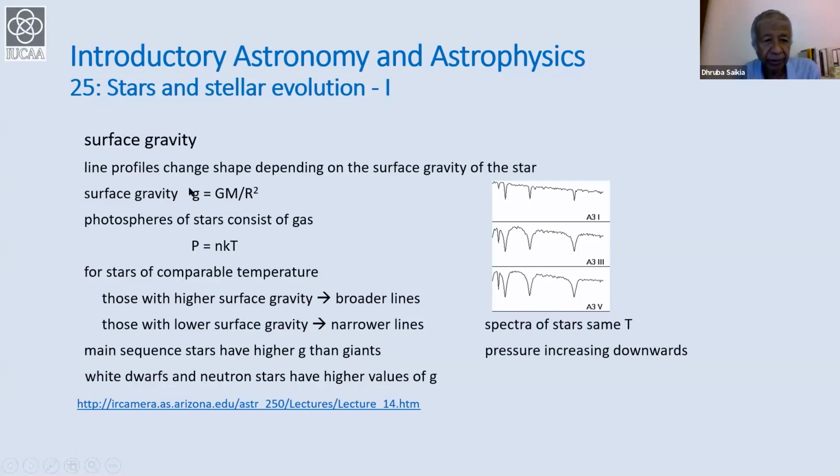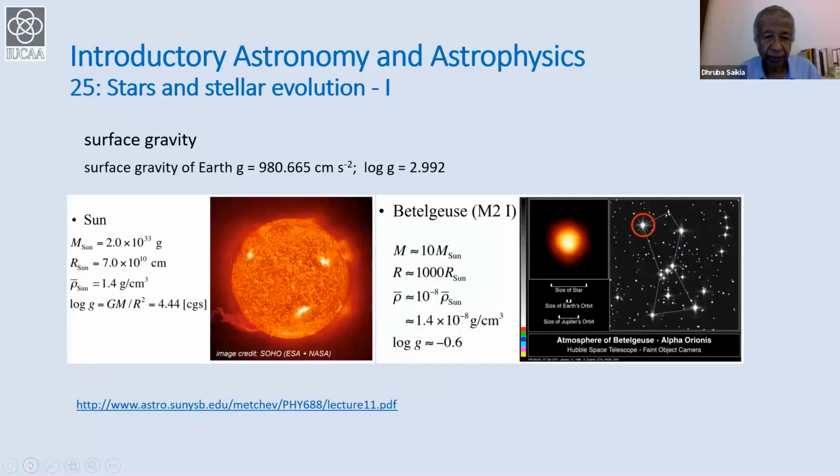Whereas white dwarfs and neutron stars, their masses are a solar mass or a couple of solar masses, but you can see they're very compact, right? So surface gravity is large for white dwarfs and neutron stars. Just a few examples of g. From the Earth, you know that g is 980 centimeters per second squared in CGS units, and log g, that is the way it is usually written, is 2.992. And this is for the sun. You can see that on the sun, the surface gravity is much more than on the Earth.